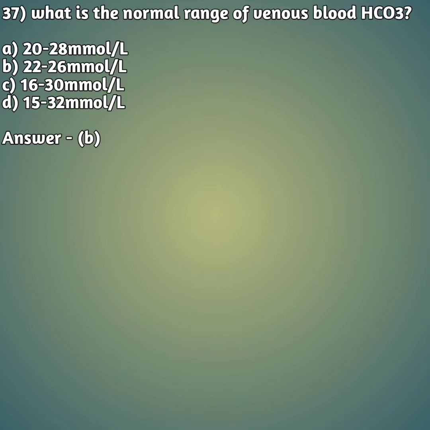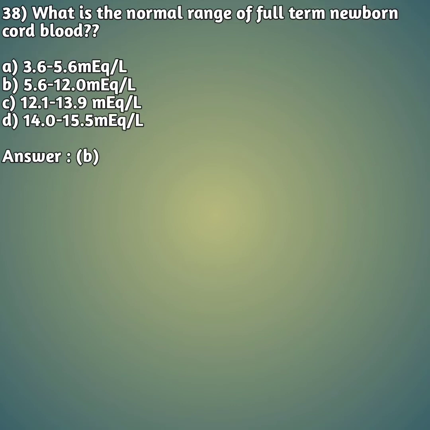Okay friends, moving on to our next question, that is the 37th one. What is the normal range of venous blood HCO3? Option A, 20 to 28 millimoles per liter. Option B, 22 to 26 millimoles per liter. Option C, 16 to 30 millimoles per liter. And option D, 15 to 32 millimoles per liter. So the right answer for the normal range of venous blood HCO3 is option B, that is 22 to 26 millimoles per liter.